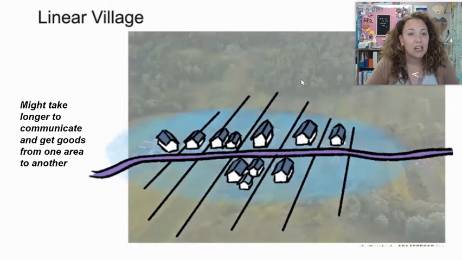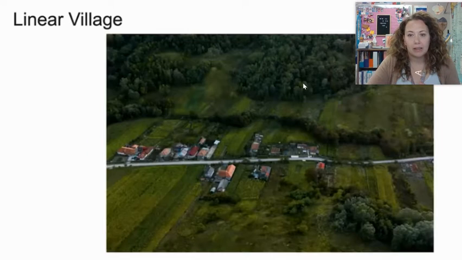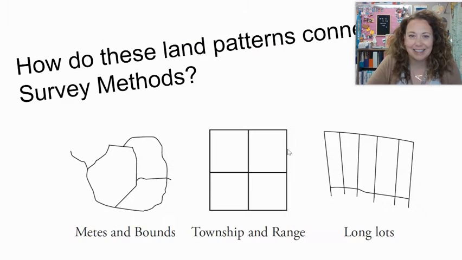Okay, a linear village. Good thing about this, you obviously have quick access to that transportation route, but it could take longer to get goods and services from one area to another. And then here's an example. You can't get more classic than that.